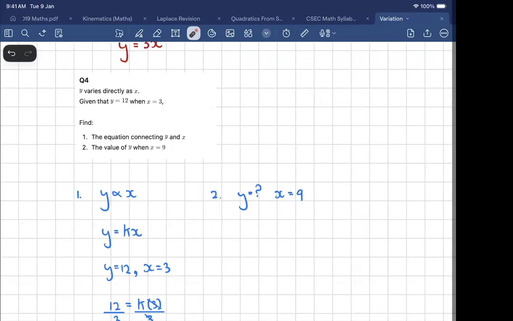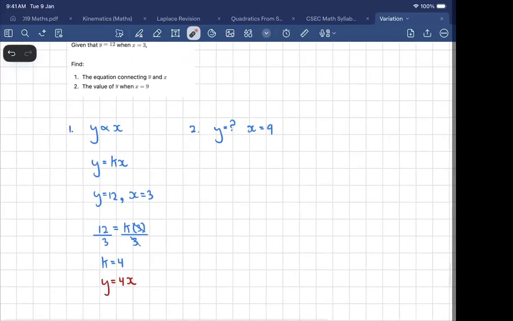And so Nia, in the second part they're asking us to find the value of y when x is 9. So remind me, how are y and x linked together? How are they related to each other?